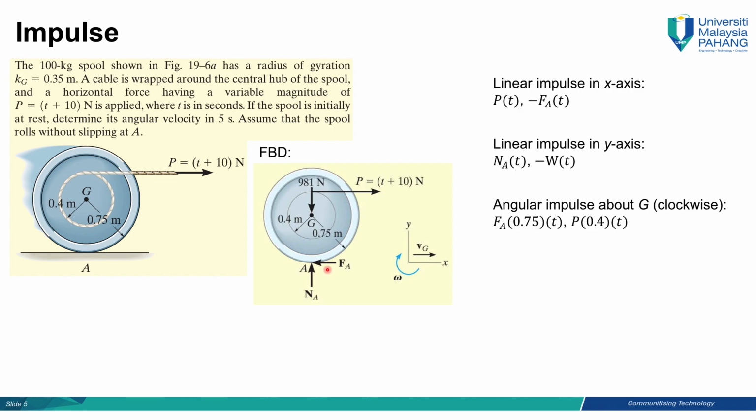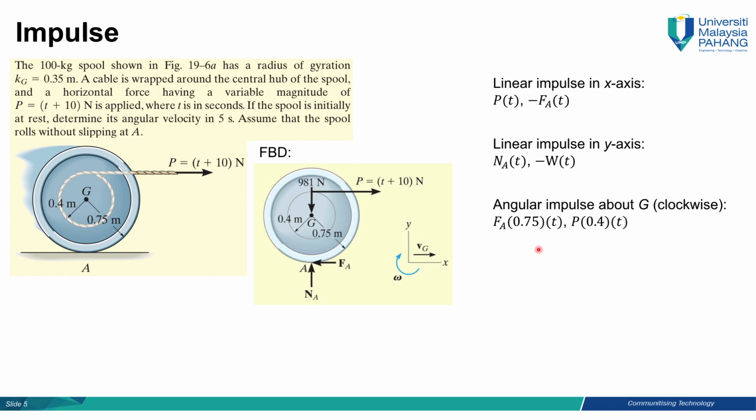Now we have Fa times the distance from this to point G, that is 0.75. So Fa times 0.75 becomes a moment. To make it an angular impulse, the moment has to be multiplied with time, so we multiply again with t, t here being 5 seconds. For force P, P is multiplied with the distance to point G, that is 0.4. So P times 0.4 gives the moment of P, and then to make it an angular impulse, we multiply with time. So P times 0.4 times t.